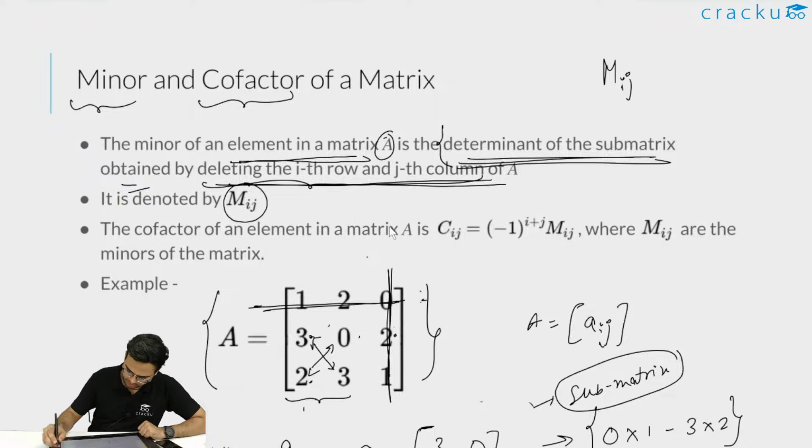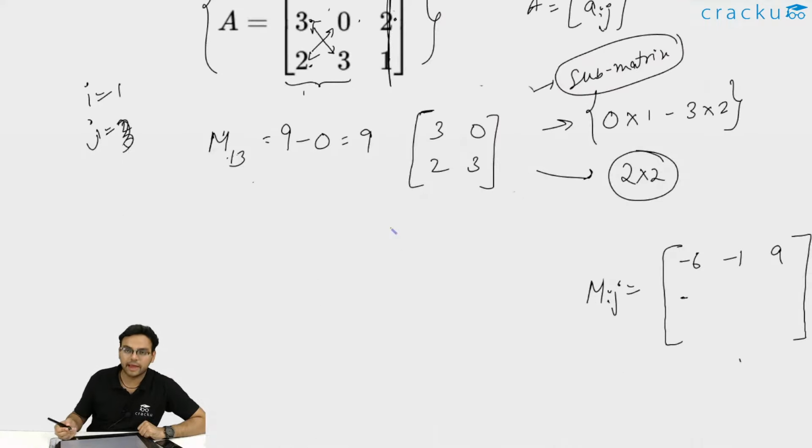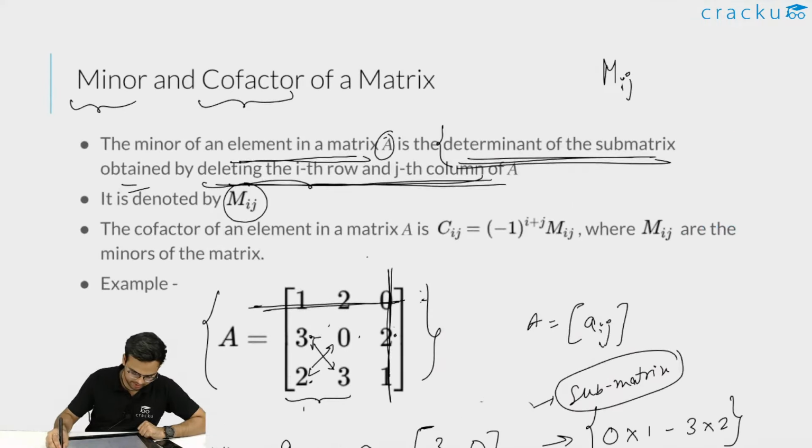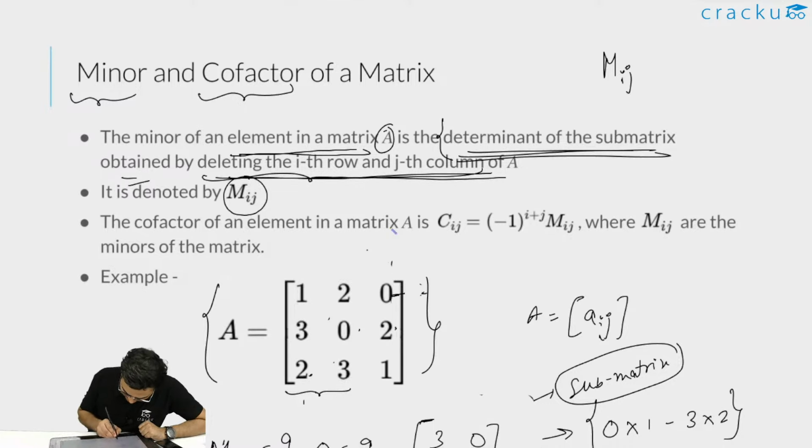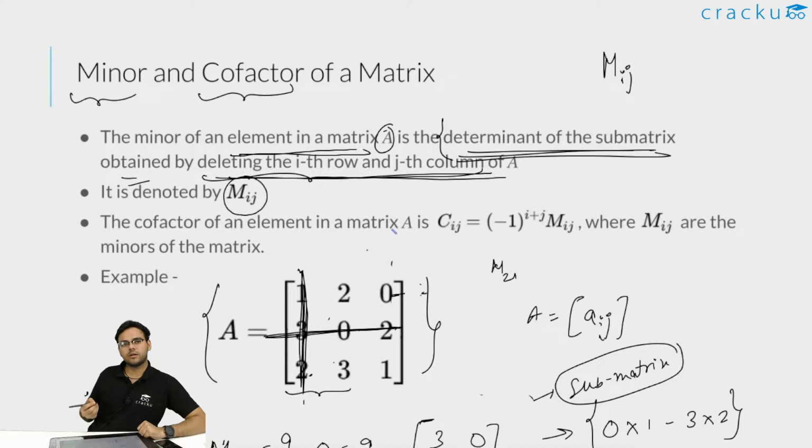Now what you have to do? I have to find this value, which is M21. M21 says remove the second row and the first column. So I have removed the second row, and remove the first column. So now the submatrix we are left with is 2, 0, 3 and 1.